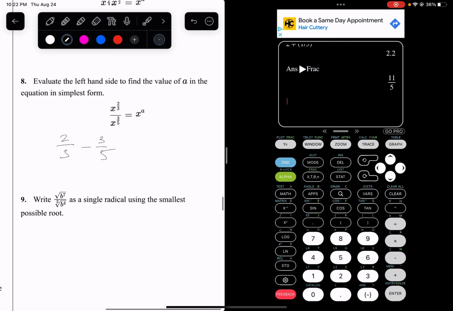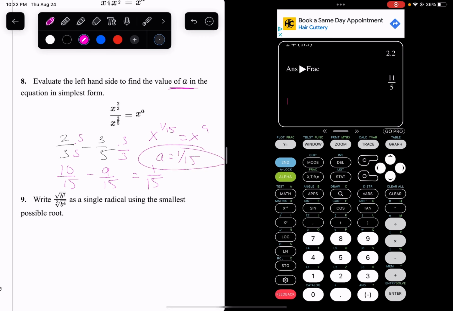So we need a common denominator. Looking at these guys, my common denominator is going to be 15. So I'm going to multiply this first fraction by 5, and I get 10/15. I'm going to multiply this second fraction by 3, so that I get 9/15, and I end up with 1/15. So my answer is that x to the power of 1/15 equals x to the a. Therefore, the value of a is 1/15.